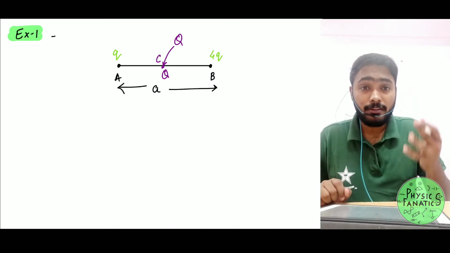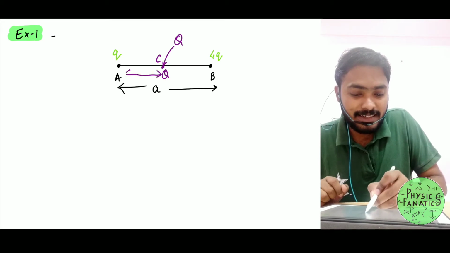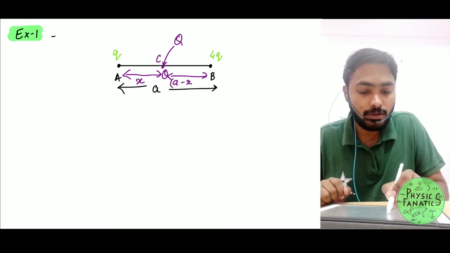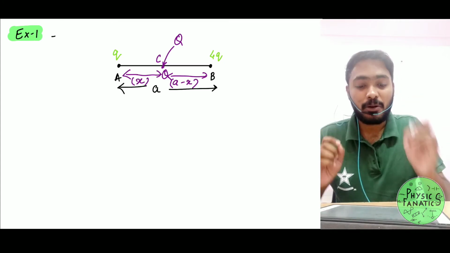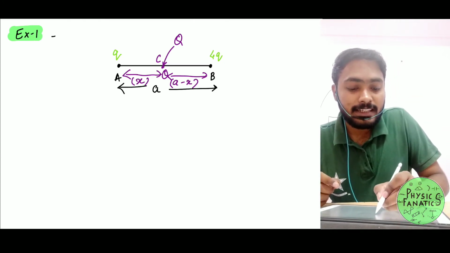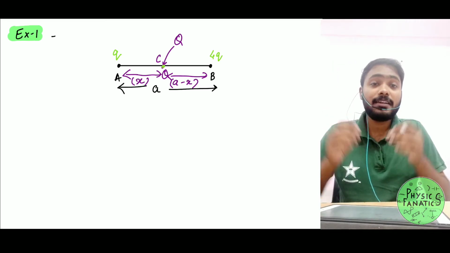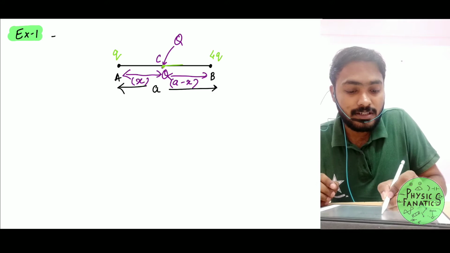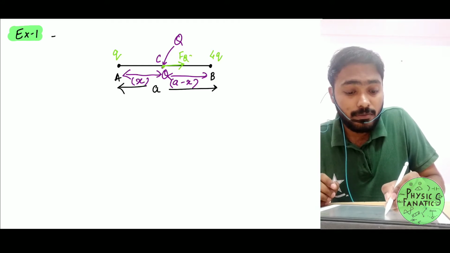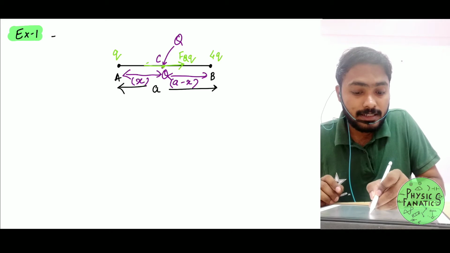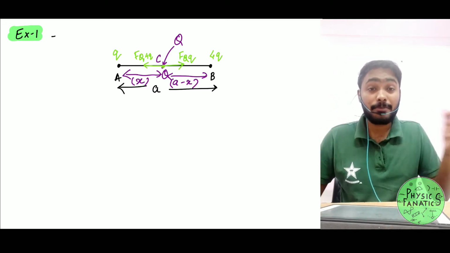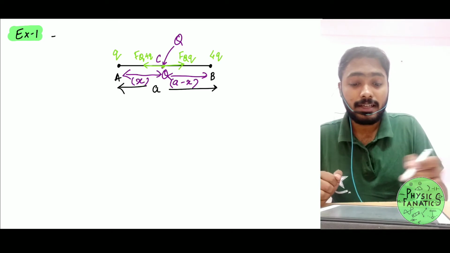I have no idea where this position is, so let me say it is at some x distance from A, and obviously the rest will be a minus x. According to our assumption, this is the place where the effect of both the charges is equal and opposite. That means point C is going to experience a force of repulsion because of point A. I can write it as force on capital Q charge because of small q. Very similarly, I'll get an opposite repulsion force on capital Q charge because of the 4q charge, and they are going to be equal and opposite according to our assumption. Great.